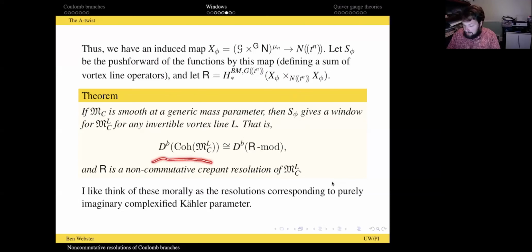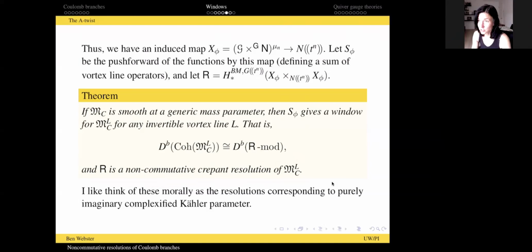So in particular, the derived category of coherent sheaves on the partial resolution corresponding to that vertex line, which is an actual resolution because I assumed that MC was smooth at a generic mass parameter, is equivalent to the category of modules over this algebra. And so this R is what's called a non-commutative resolution of the original affine singular Coulomb branch.